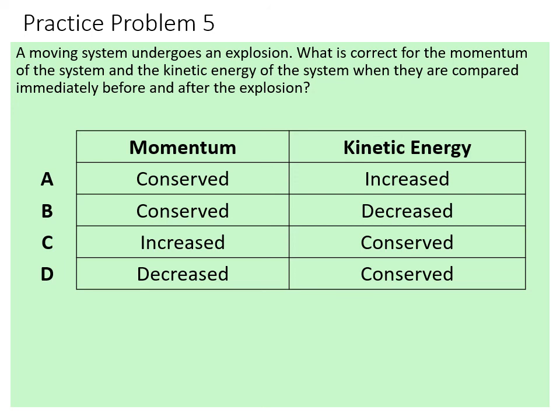A moving system undergoes an explosion. What is correct for the momentum of the system and the kinetic energy of the system when they are compared immediately before and after explosion? Explosion is just like the opposite of an inelastic collision. Momentum is conserved. But you could imagine immediately after an explosion, think of a bomb going off, what happens to the pieces of that bomb? Do they move faster or do they move slower than before? That should help you narrow the last 2 answer choices down.